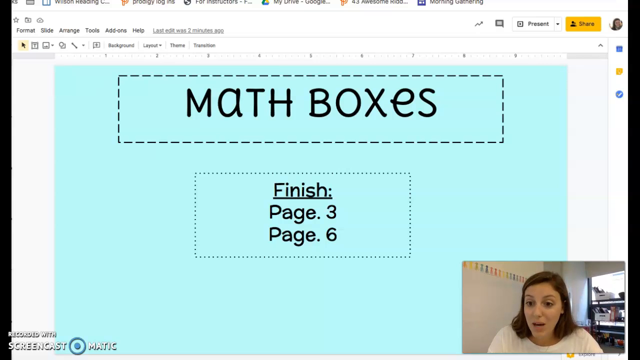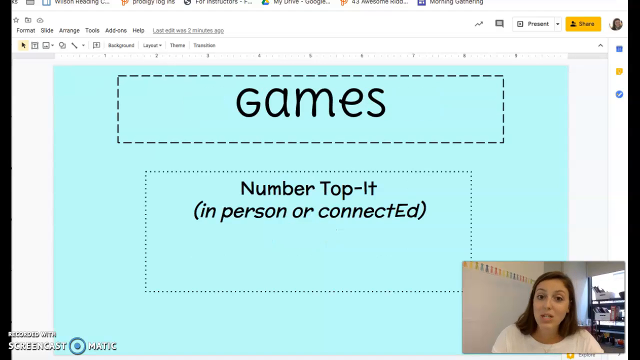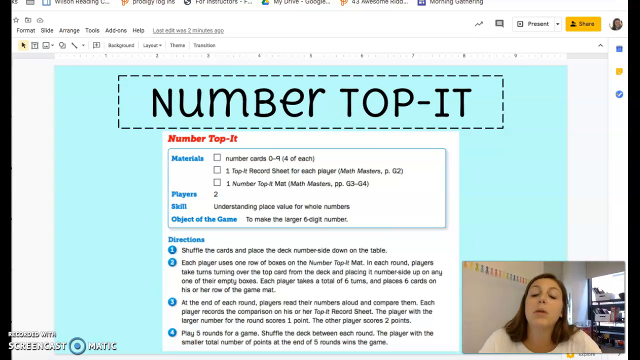Once you finish your math box, you have the option to play a game. The game that would really relate to what we're learning is Number Top It. You can play this in person, or you can play this on Connect Ed games. If you're going to play this in person, it would look like this. You need number cards 0 to 9, 4 each. You need a Top It record sheet, and you need a Top It mat. You're going to shuffle the cards and place the deck on the table number side down.